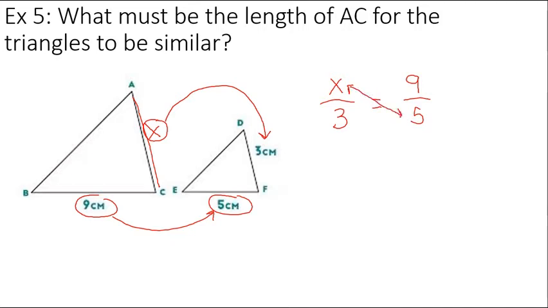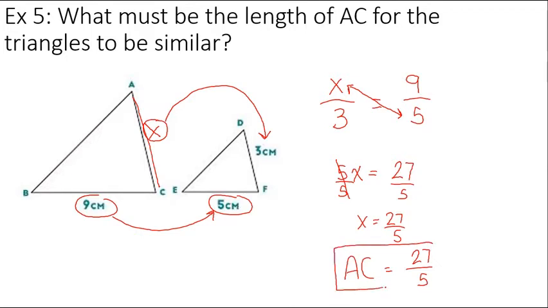So X times 5 gives me 5X. 9 times 3 gives me 27. Okay, so now I just divide both sides by 5. And now X equals 27 over 5. Since this cannot be reduced, we just leave it as a fraction. So I'm just going to say side AC is equal to 27 over 5.